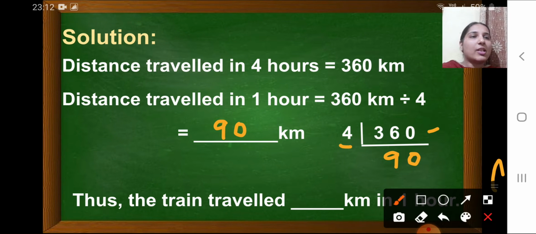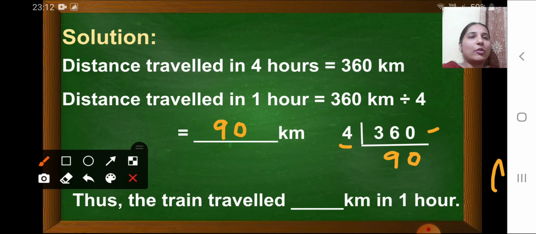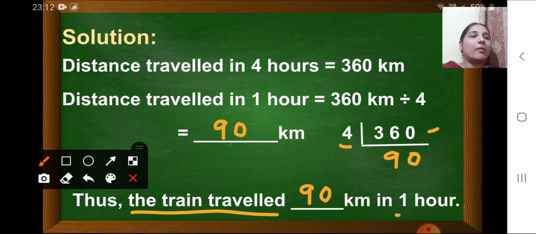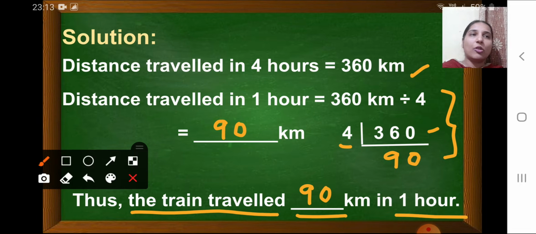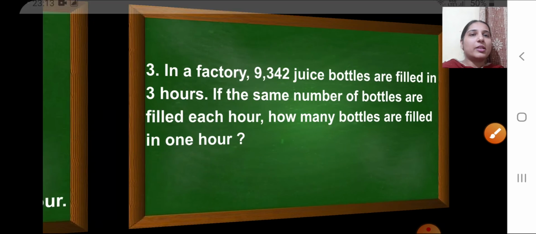Now, because this is a word problem, we have to write the answer in the final statement. The train travelled 90 km in 1 hour. So in this way, when we are solving a word problem, first we will write what is given, then we will solve the question, and then finally we will write the answer in the form of a statement, the final answer. Now let's move to the next question.